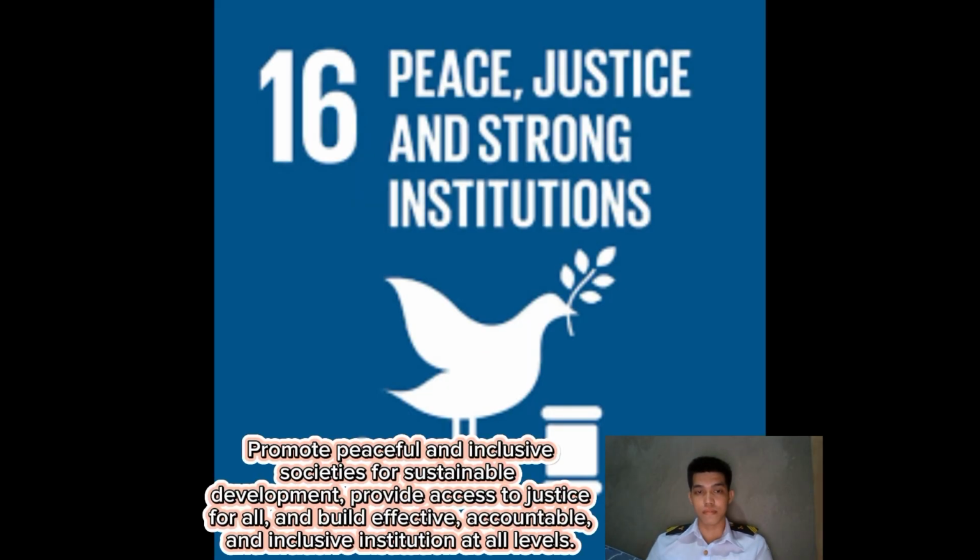So number 16, peace, justice, and strong institutions. Peace, justice, and strong institutions promote peaceful and inclusive societies for sustainable development, provide access to justice for all, and build effective, accountable, and inclusive institutions at all levels. The goal is to promote peace, security, and justice, strengthen democratic governance and the rule of law, and ensure equal access to justice and effective institutions to support sustainable development.